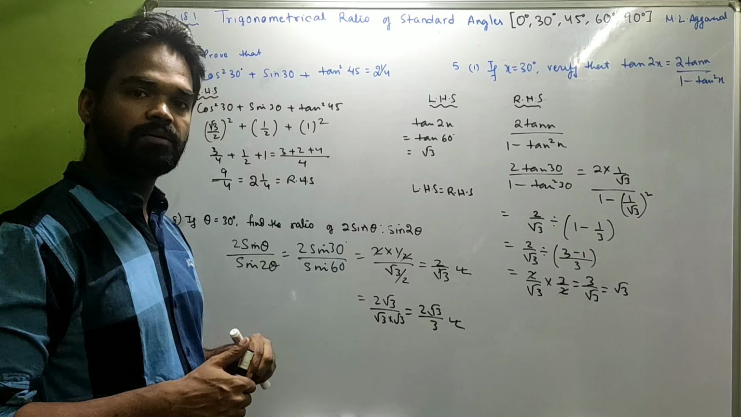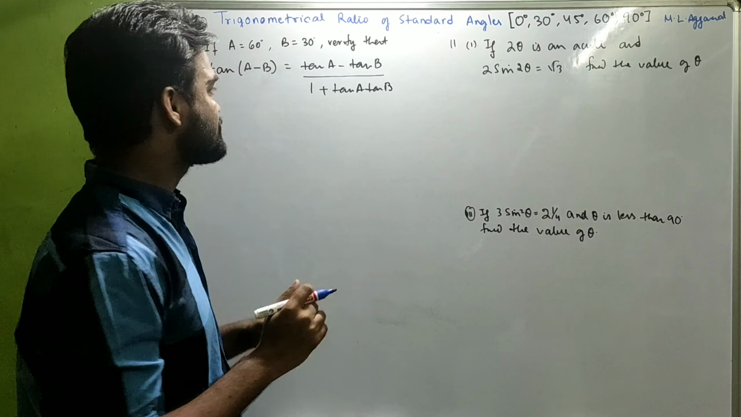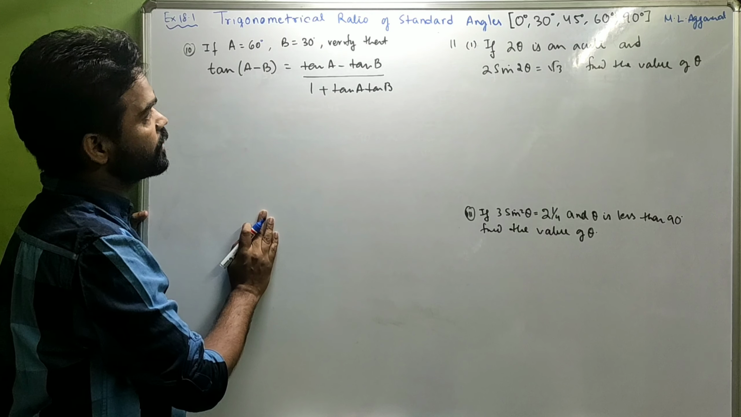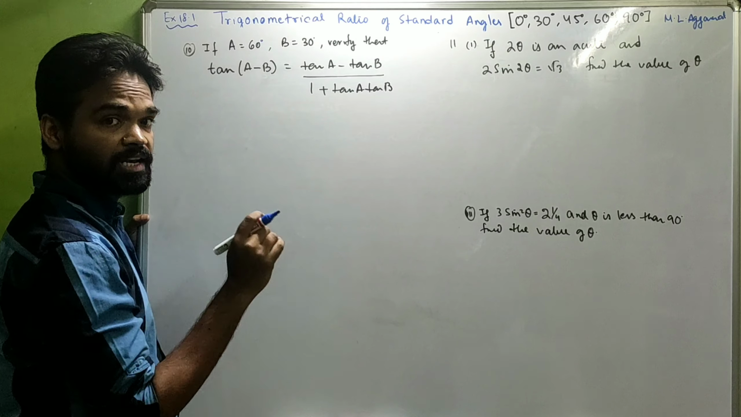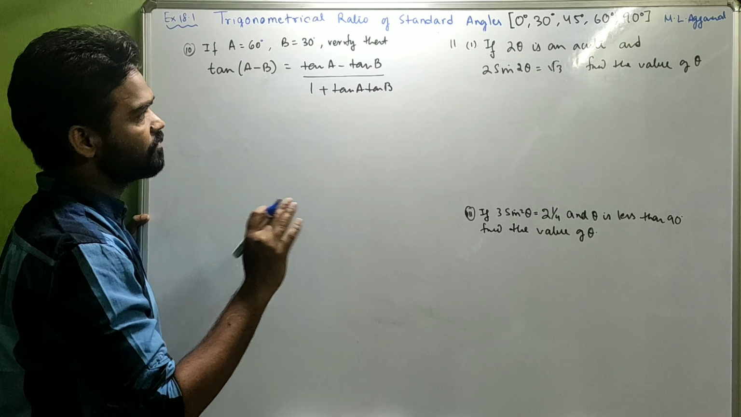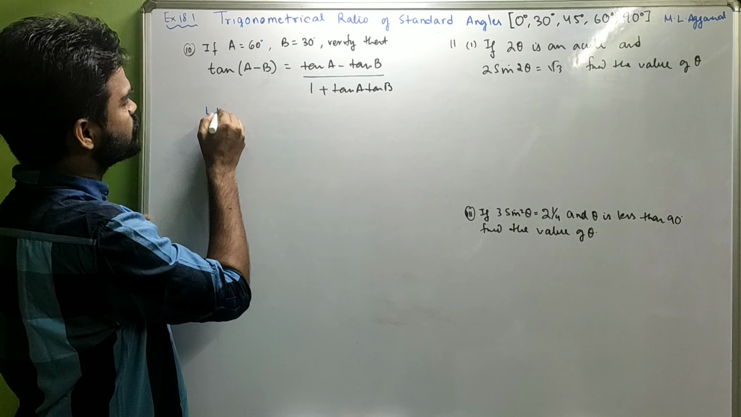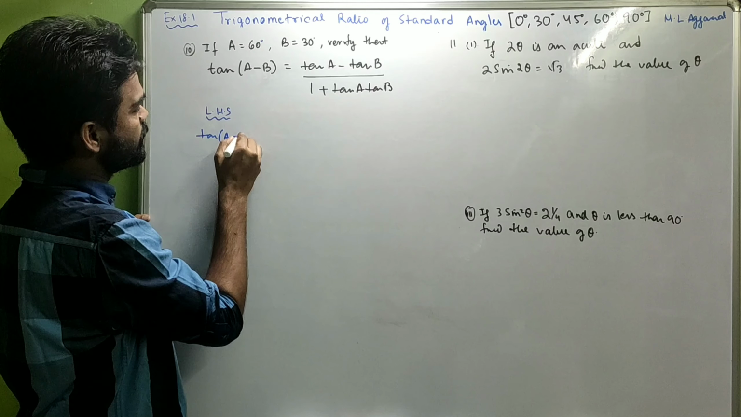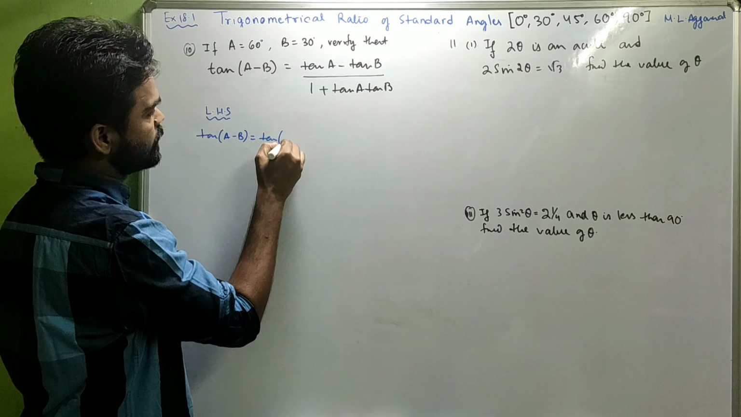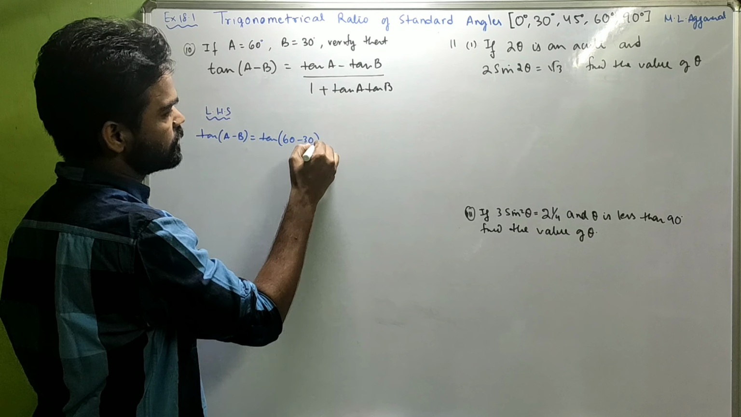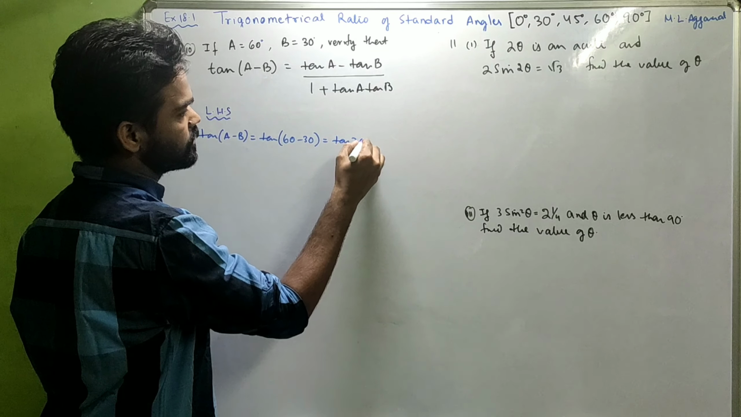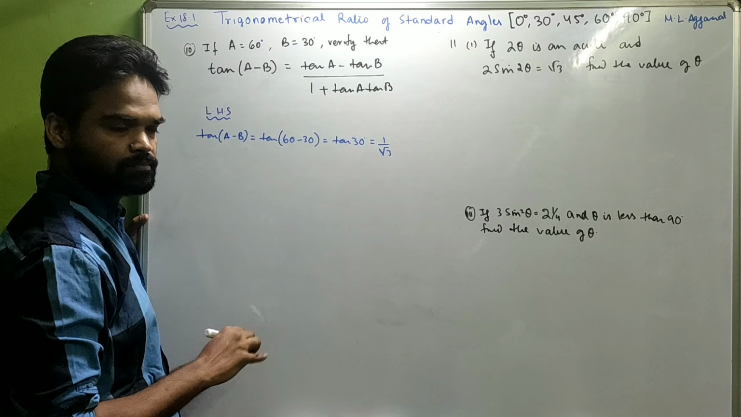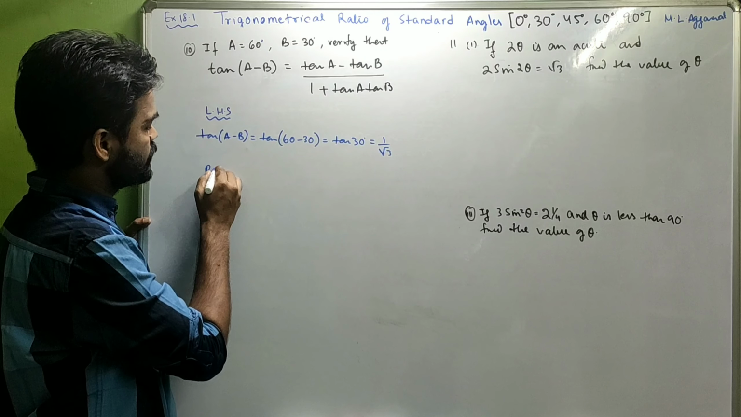Now let us look at the next sum. Now let us see sum number 10. If A equals 60 degree, B equals 30 degree, verify that tan A minus B equals tan A minus tan B by 1 plus tan A tan B. Very easy. We'll just substitute the value. Left hand side is tan A minus B. That's tan 60 minus 30. That's tan 30 degree. That's 1 by root 3. We know this. Done. RHS will simplify.